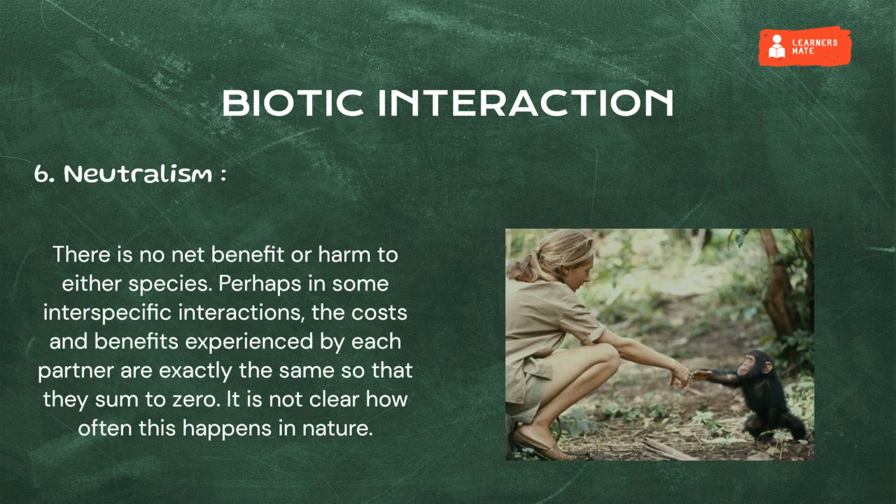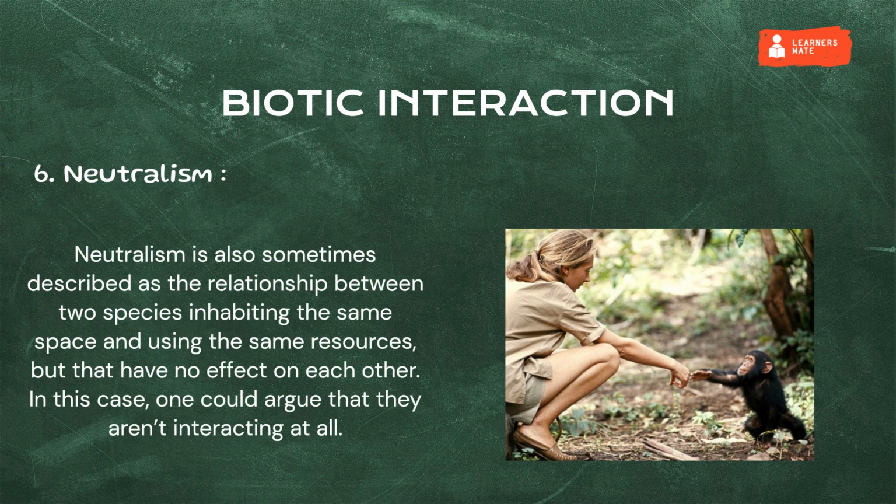Neutralism. There is no net benefit or harm to either species. Perhaps in some interspecies interactions, the cost and benefit experienced by each partner are exactly the same, so that the sum is zero. It is not clear how often this happens in nature. Neutralism is also sometimes described as the relationship between two species inhabiting the same space and using the same resources, but that have no effect on each other. In this case, one could argue that they aren't interacting at all.